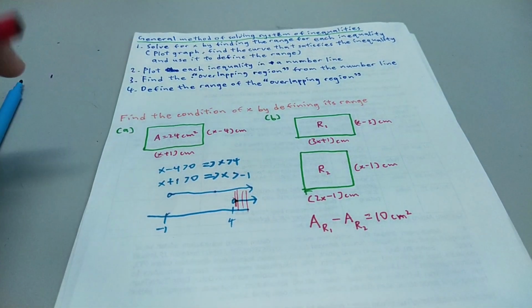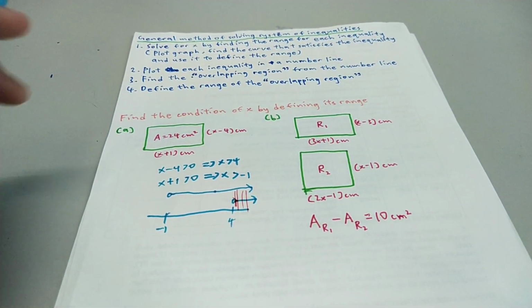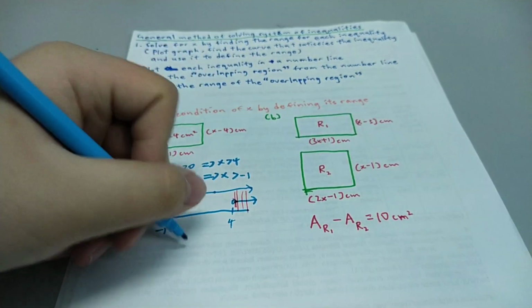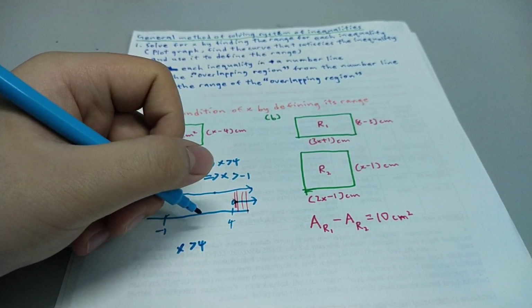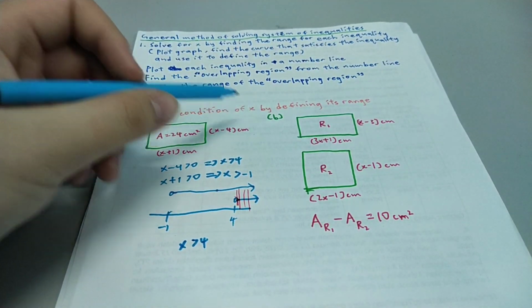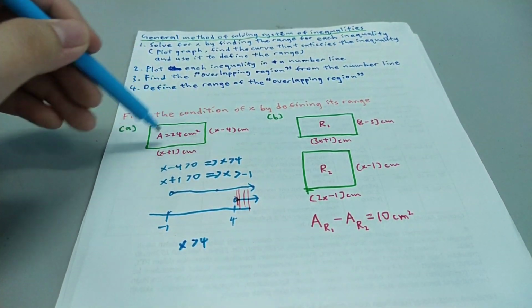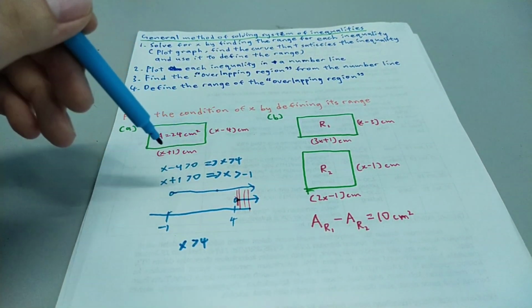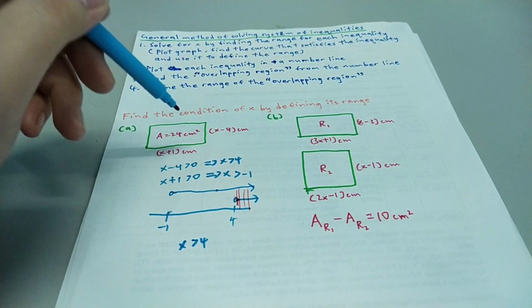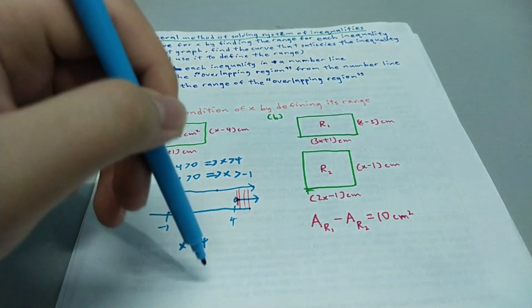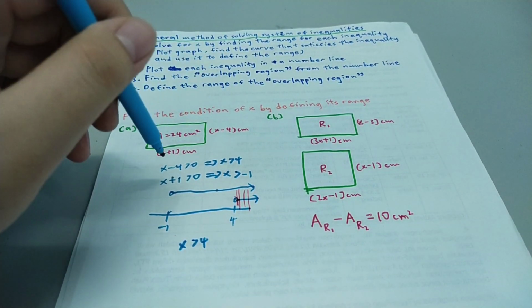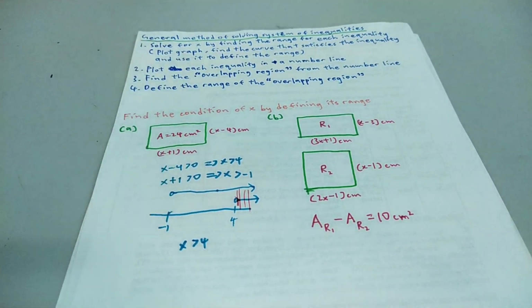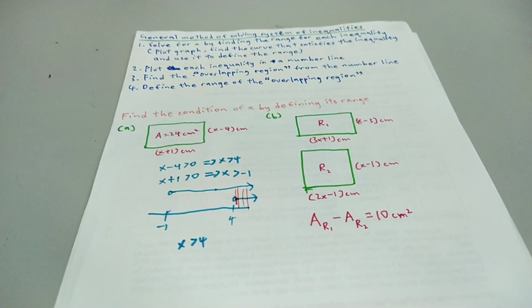red region. So our final answer is x must be bigger than 4, which means that the value of x of this rectangle, when you find it by using the area, by using the information given, must be bigger than 4 in order to satisfy the geometric logic. And now let's solve for b.